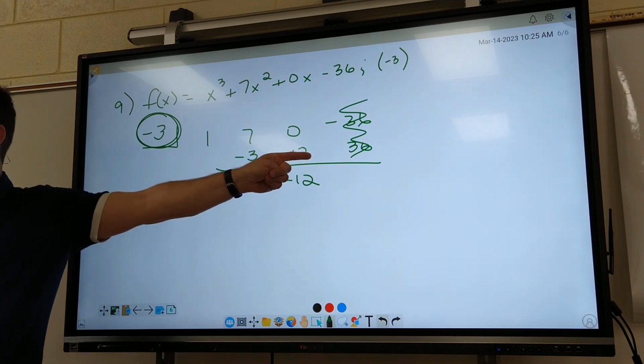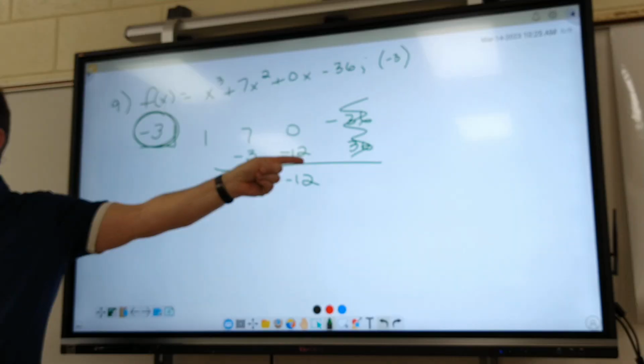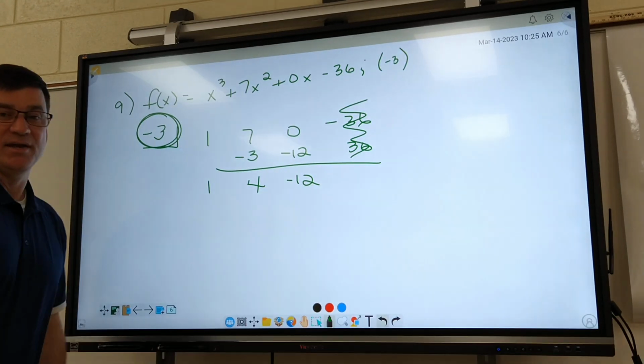Quadratic formula with those 3 numbers. There's your A, your B, and your C. Y'all do quadratic.